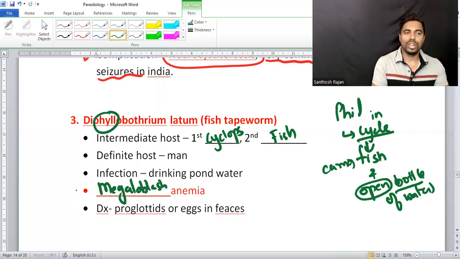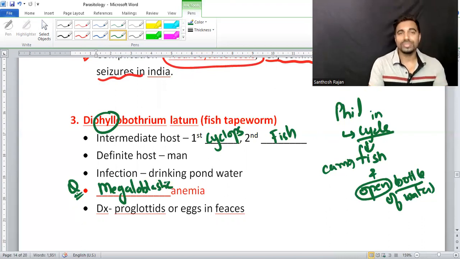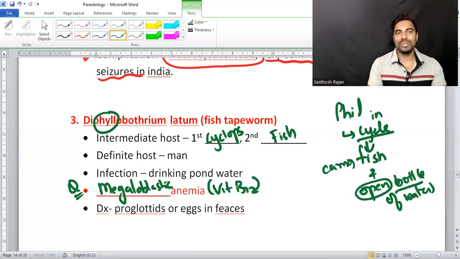Megaloblastic anemia. Among trematodes we have Fasciolopsis buski, and among cestodes, Diphyllobothrium. These two you must definitely know. This is one of the biggest worms. It causes megaloblastic anemia due to vitamin B12 deficiency, a sort of malabsorption. So you will see the egg or proglottid.